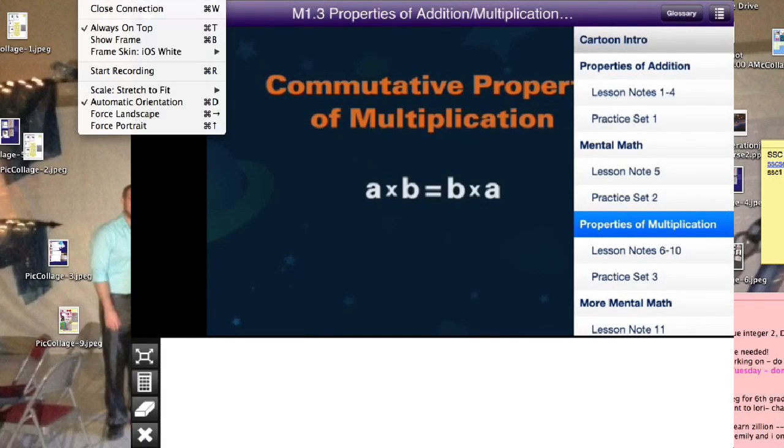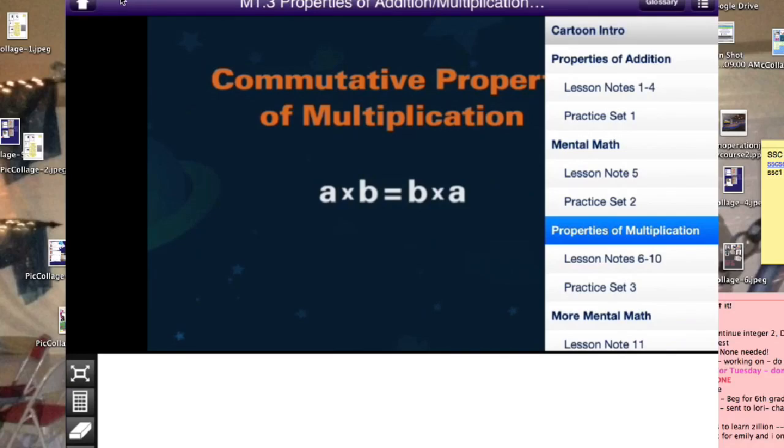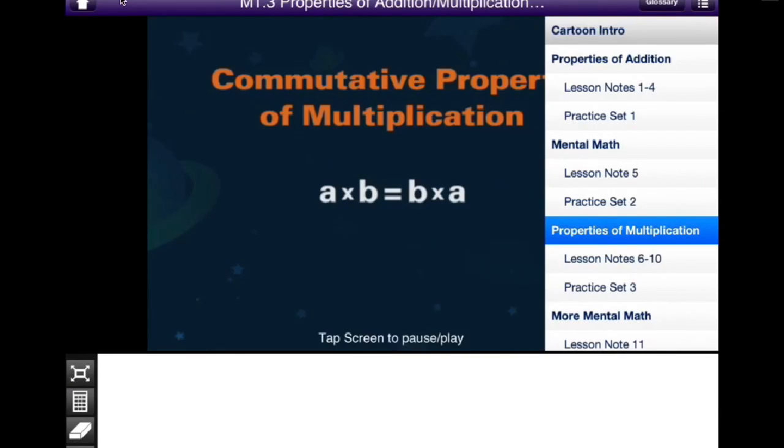When you multiply numbers, the order will not change the result. Go ahead and pause here for a second, and you should write this down. The commutative property of multiplication says that for any numbers, a times b is the same thing as b times a. That just means that you can write any numbers and change the order, and it will not change the result. It's the very same thing as addition. Okay, once you've written that down, go ahead and press play.